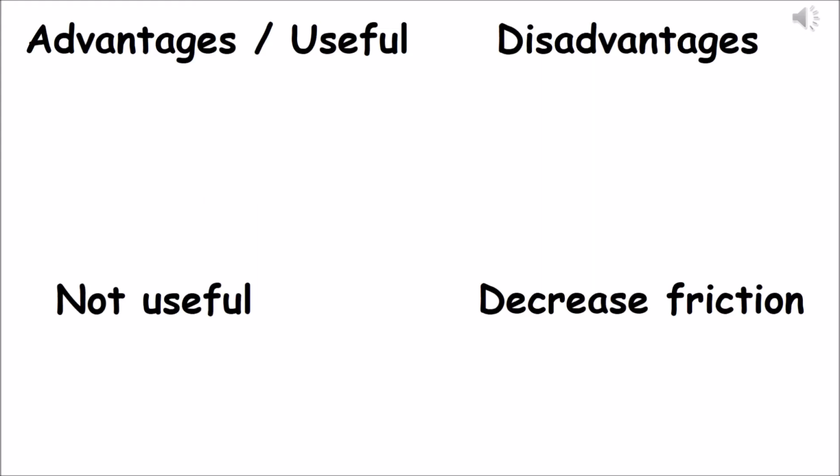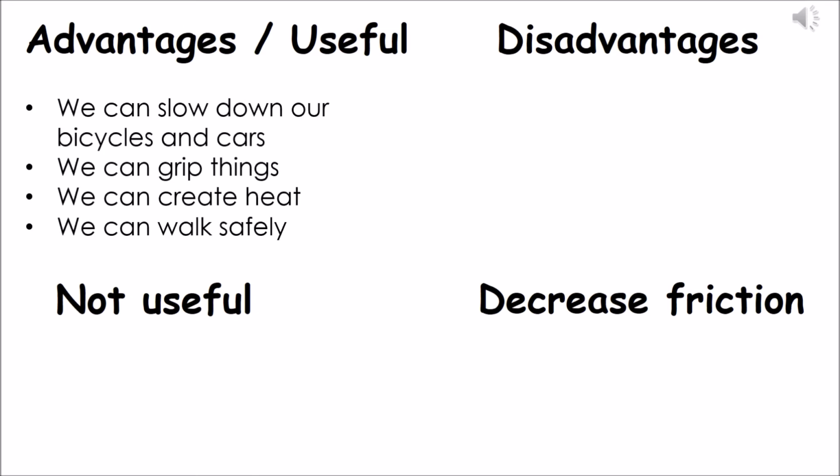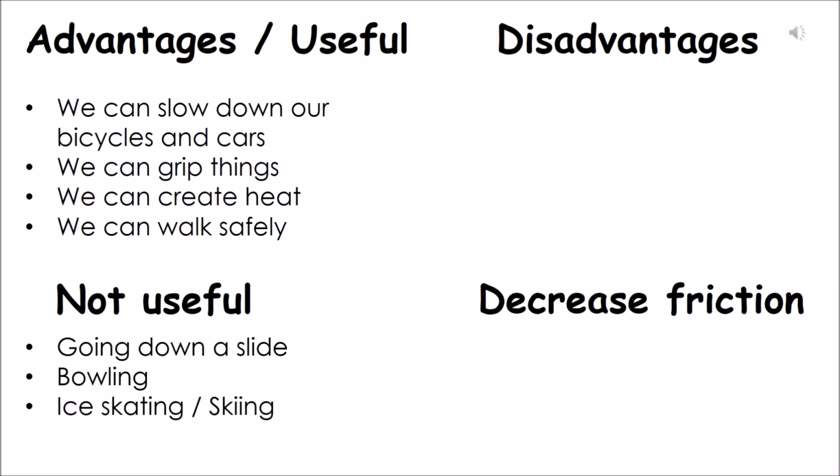Let's have a quick review about what we learned about advantages and disadvantages of friction. Some advantages or useful ways of friction is we can slow down our bicycles and cars, we can grip things, we can create heat, and we can walk safely. Friction is not useful in situations such as going down a slide, bowling, ice skating, and skiing. Anytime we don't want to go slowly, anytime we want to go fast.